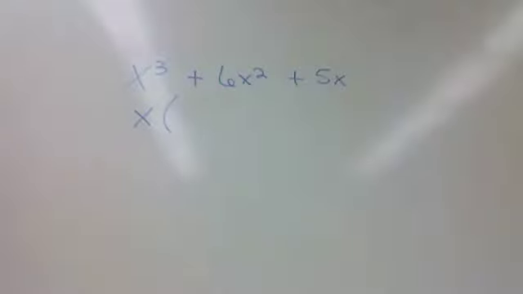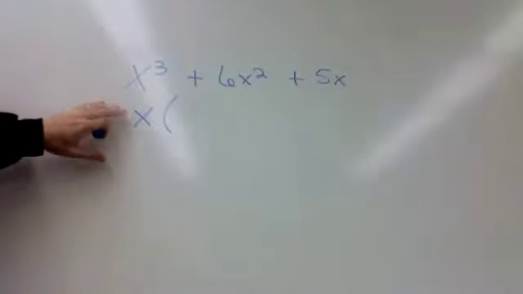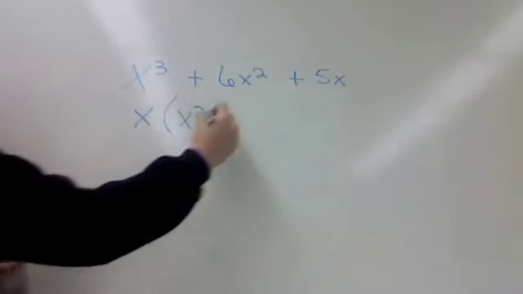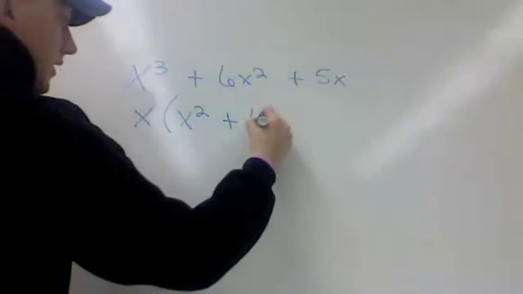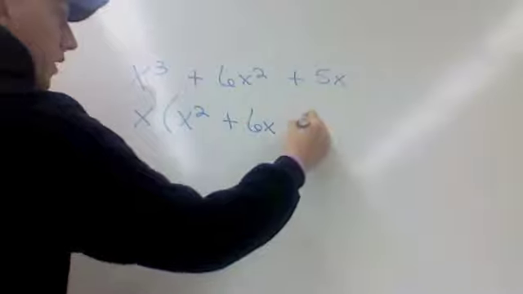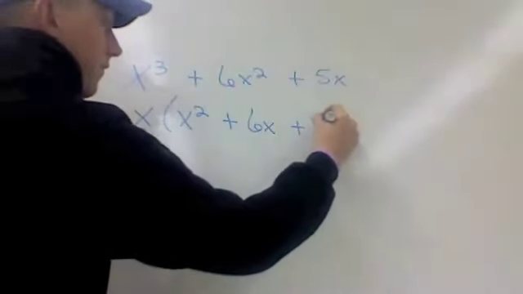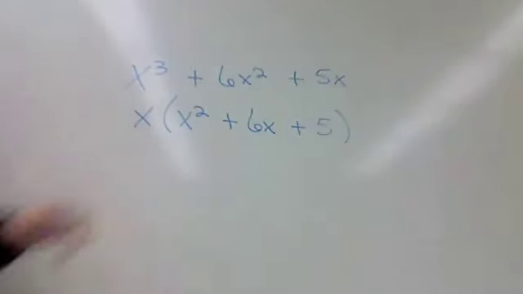So when we factor an x out of there, we're going to see what times x gives us x cubed. It's going to be x squared, plus what times x gives us 6x squared. It's going to be 6x, plus what times x gives us 5x. We see that's 5. So now that we factored that out, we're going to take this and factor this again.